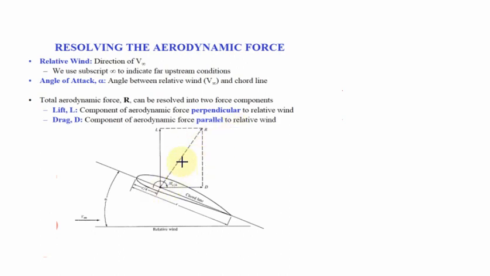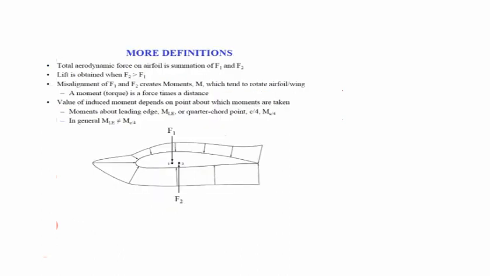Then I want to make components because it is an inclined force. So I want to make a vertical component and a horizontal component. The vertical component will be the lift force and the horizontal component will be the drag force. So here also we can see, if I am having an imbalance of these two things, automatically a moment will be created. So we are considering lift, drag and moment.